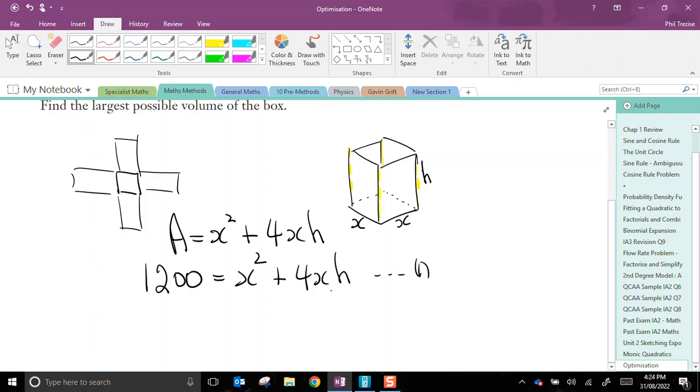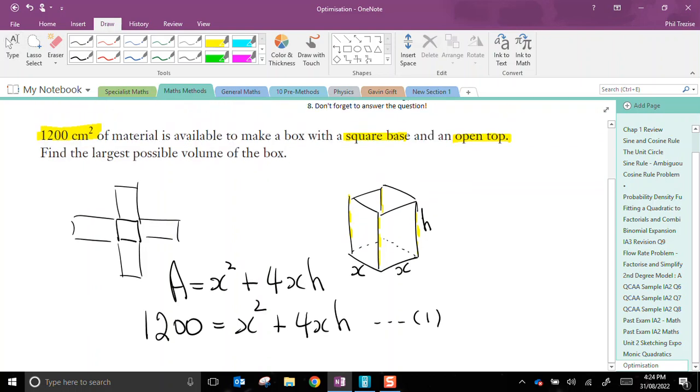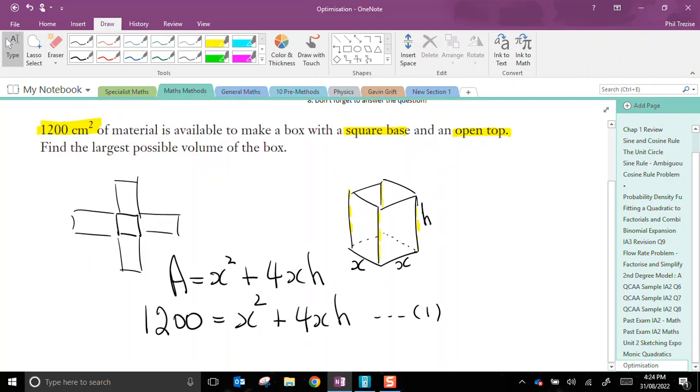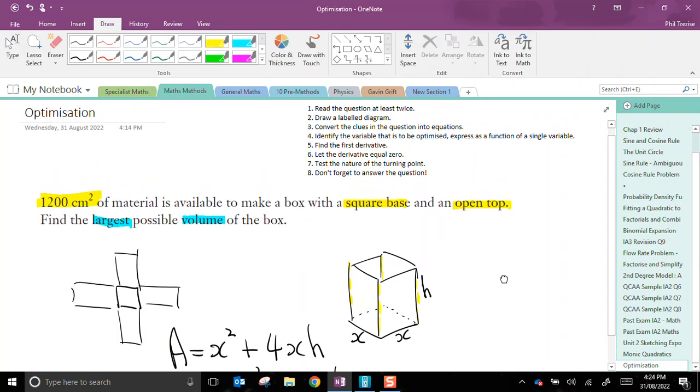Now let's go back to the question. I'm just going to tidy that up. That ended up being very messy. I want that to be equation 1. I'll probably have to come back to that. Now what are we looking for? We're looking to find the largest, so it's a maximisation question, volume. Now that's important. The whole question hinges on finding the volume.